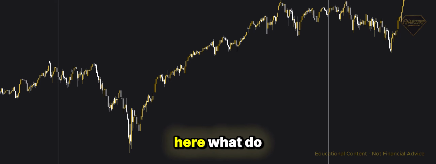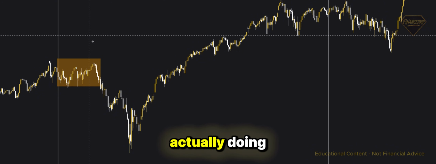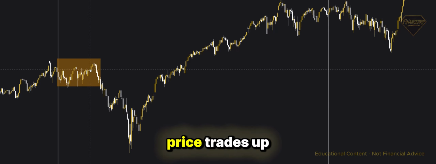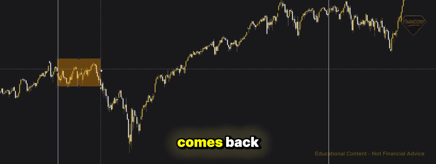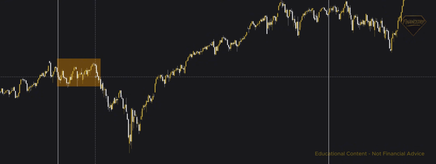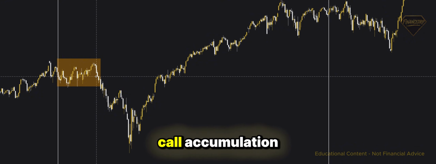Let's start right here. What do you see? For now, forget everything you know about AMD. Just look at what price is actually doing inside this box. Price trades up, price trades down, comes back, stays within this relatively defined range. That's what we're going to call accumulation. And at this stage, keep the definition really simple. Price is building or trading within a range.